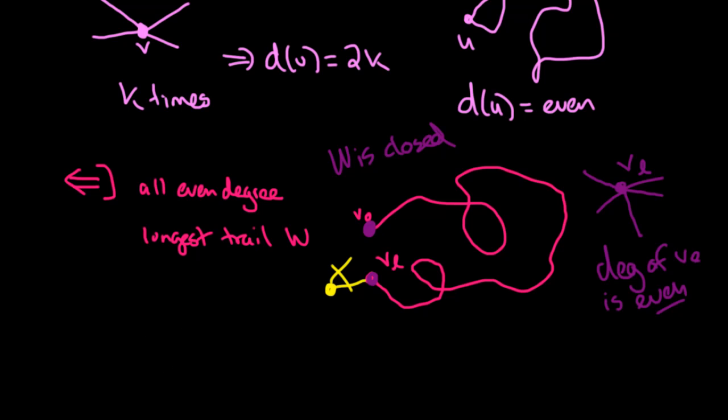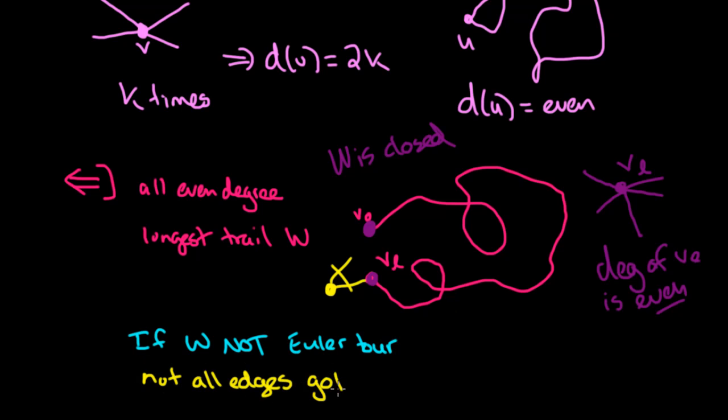So if W is not an Euler tour, well, what does that mean? It means that it missed some of the edges, that is, not all edges got covered by W. So now I argue that because of this, there will be an edge which is somehow adjacent to the walk W, the trail W. So it would look something like this. There's a vertex that is on the trail, and then there's an edge which is not contained in the walk.